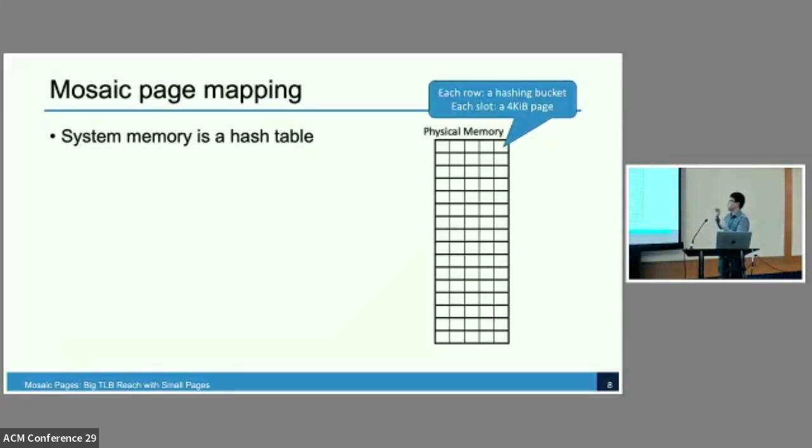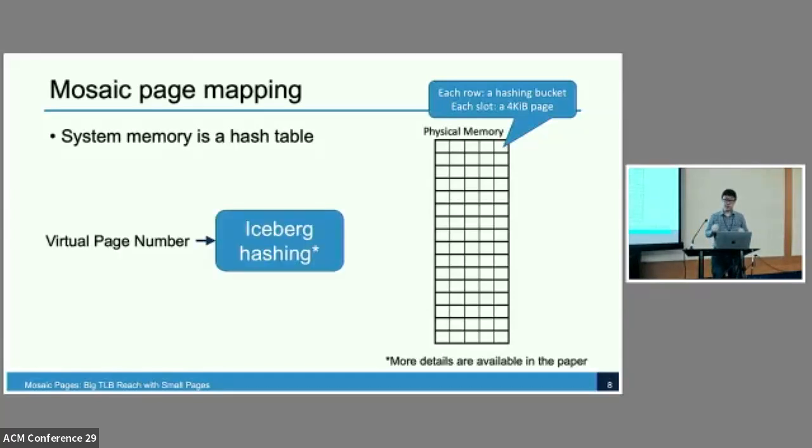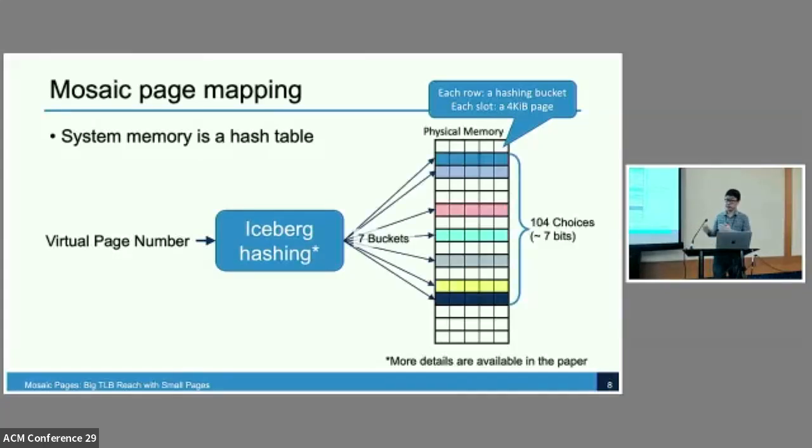This array represents a physical memory organized as a hash table. Each column represents a hashing bucket, and each row represents a 4 kilobyte page. We input the virtual page number into Iceberg hashing, and the hashing scheme returns 7 buckets with overall 104 choices. Again, this can be expressed in 7 bits. The OS allocates an empty slot, and the CPFN encodes which of the 7 buckets the page is located in, and the offset of the slot of the bucket.